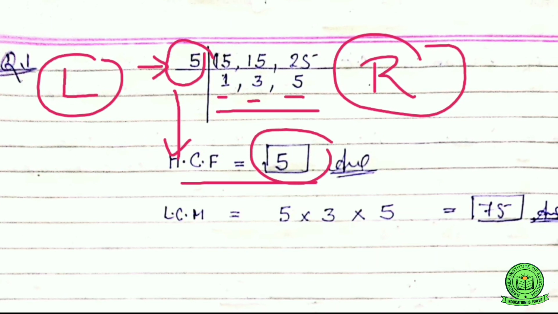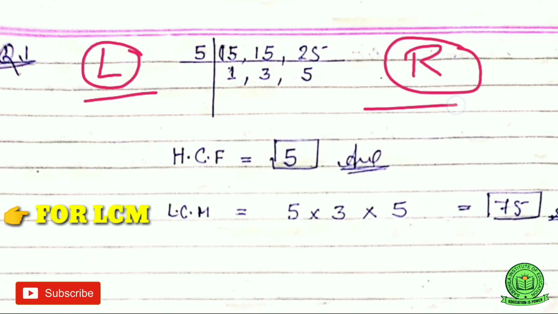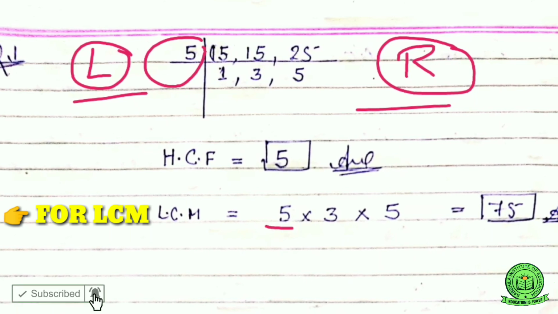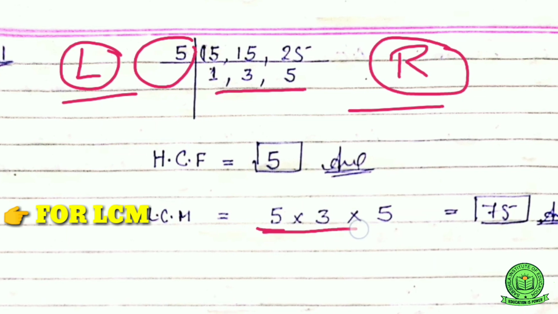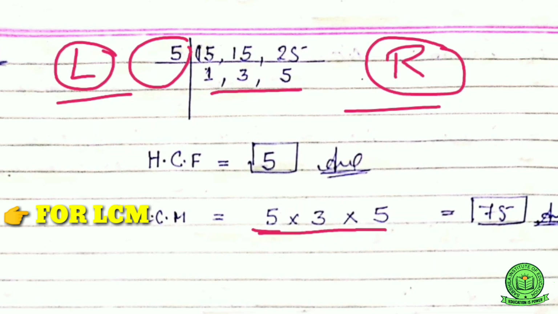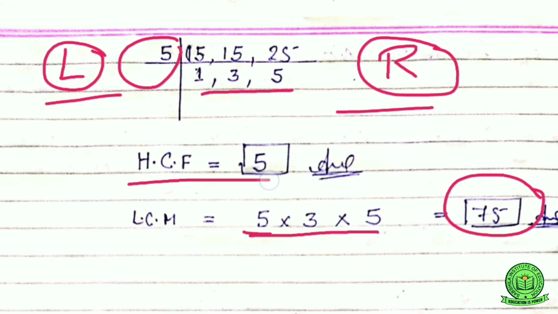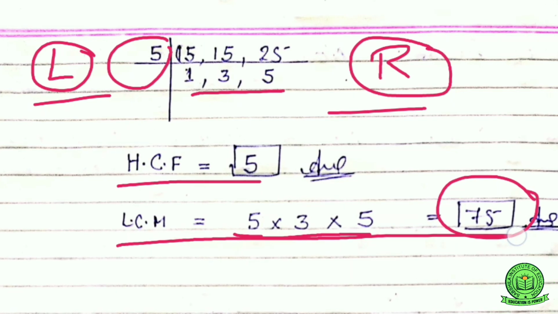Now we have to see the left side and right side together. On the left side we have 5, so write 5. On the right side we have 3 and 5. That means 5 into 3 into 5 we have to do. Then we will get 75. That means HCF is 5 and LCM is 75.